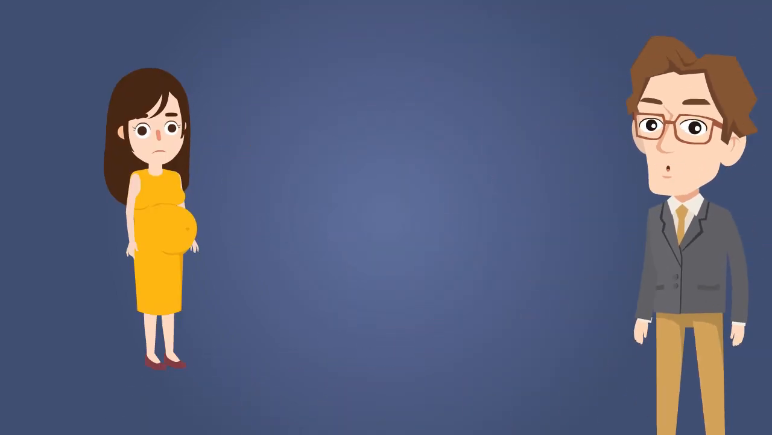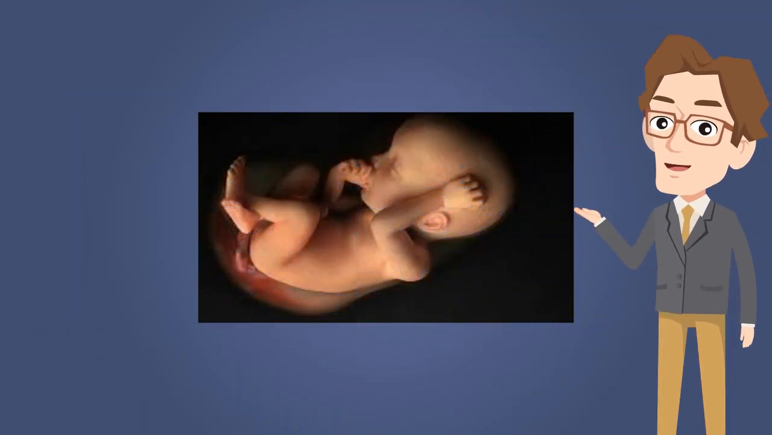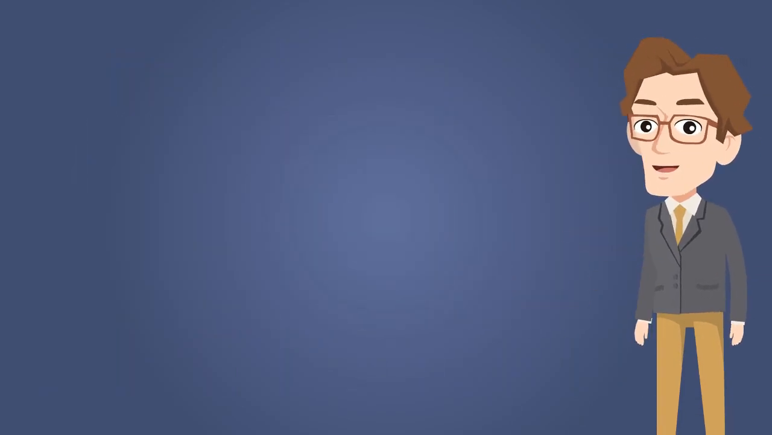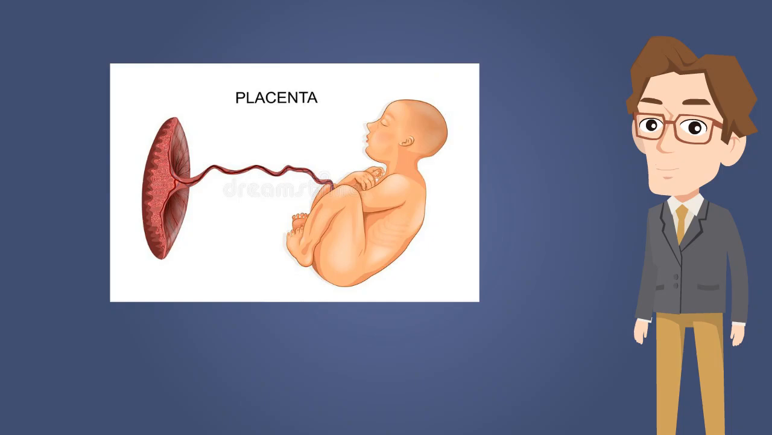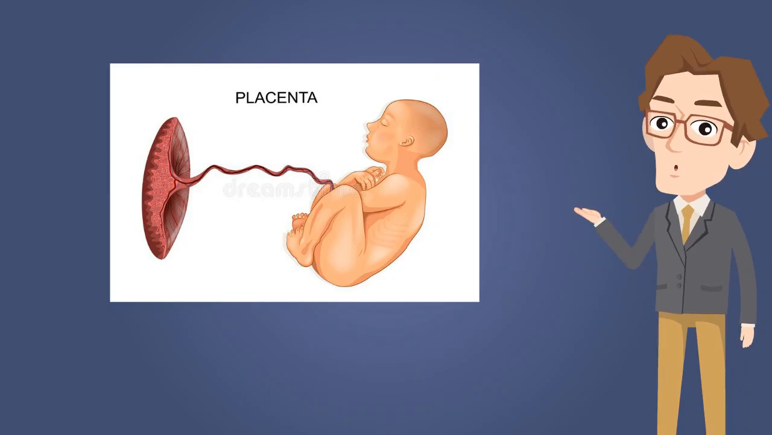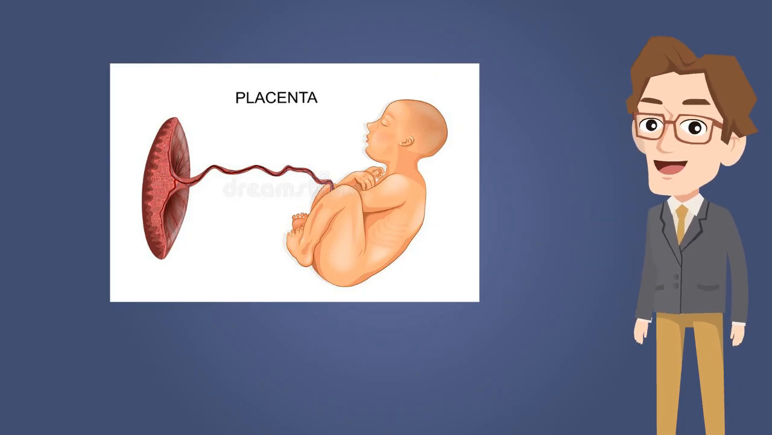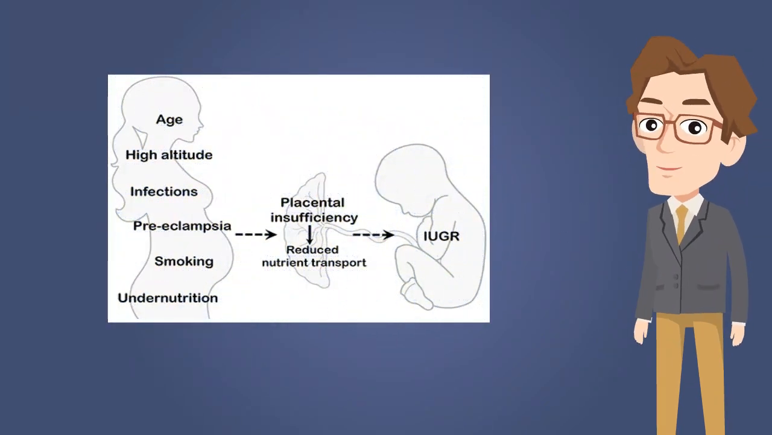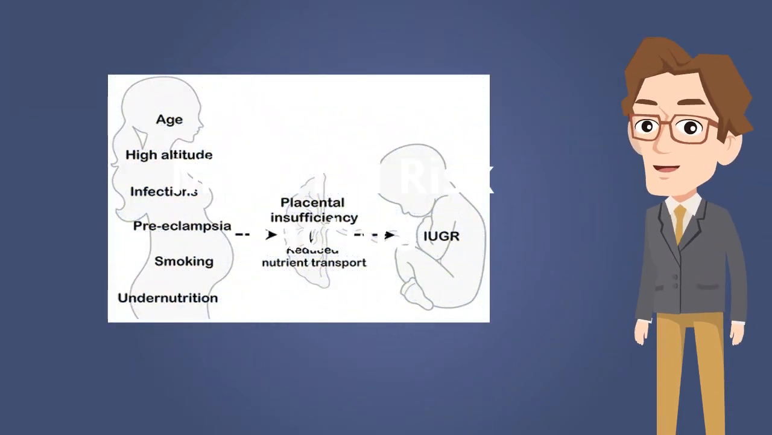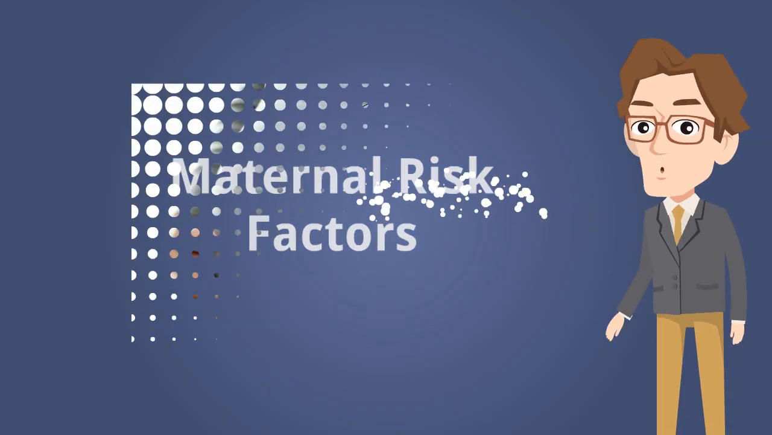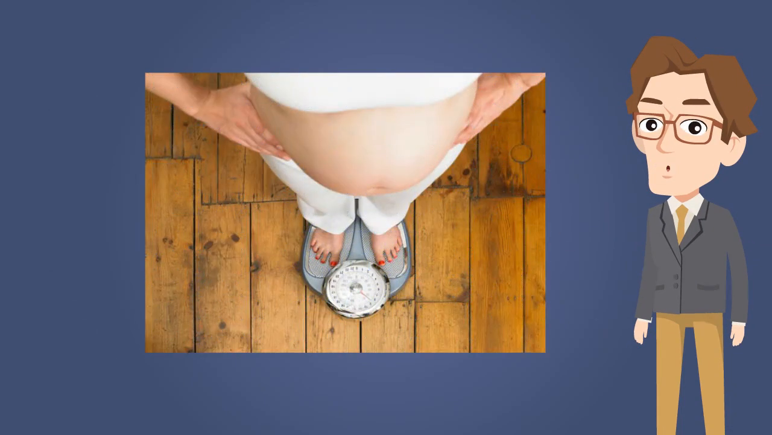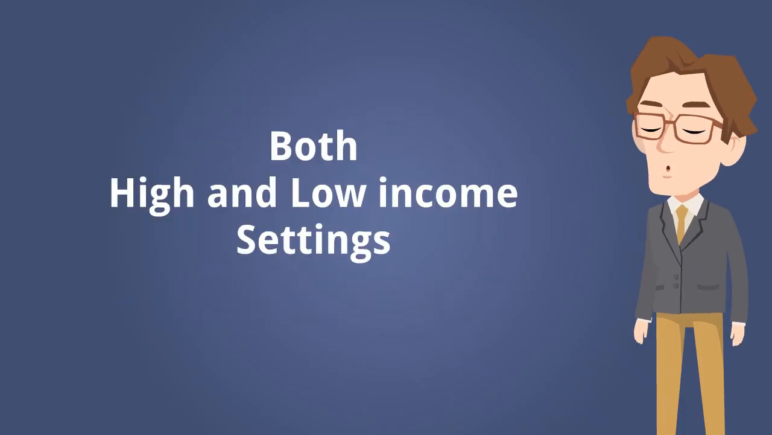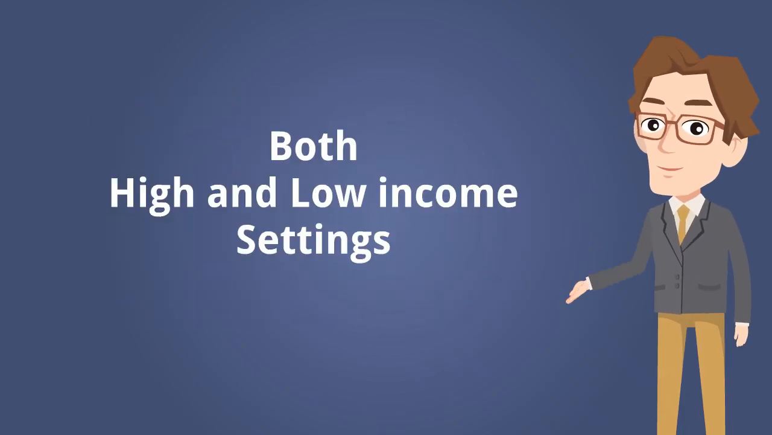The causes can be maternal, fetal, placental, and genetic factors. The primary cause of IUGR is widely considered to be placental insufficiency, for example, the inability of the placenta to adequately support fetal growth. The maternal risk factors are diabetes, high BMI, and hypertension. These risk factors can be seen in both high and low income settings.